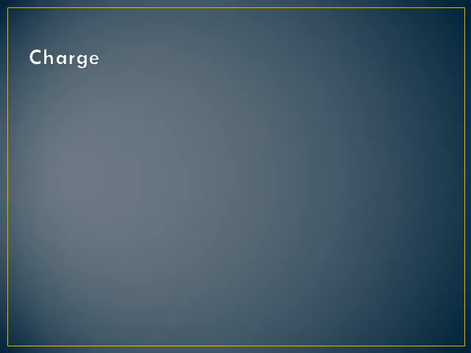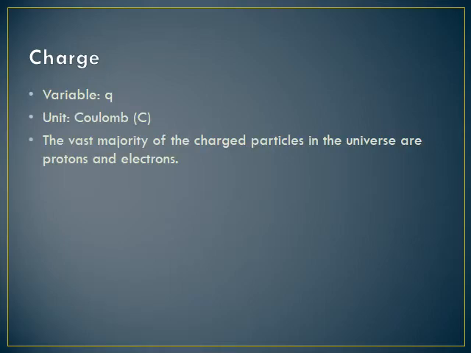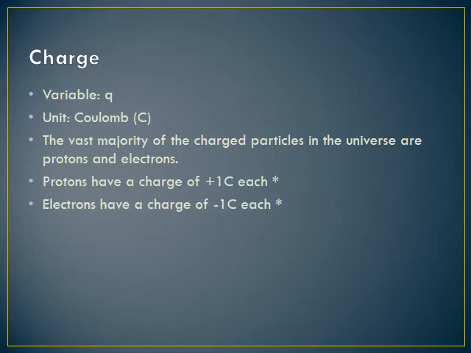So just a quick reminder from the last video, charge is a new variable for us. We use a Q to represent it. The units of charge are the coulomb. And the vast majority of charged particles in the universe are protons and electrons. Those are the two we're most concerned with. Protons have a charge of positive 1 coulomb apiece, and electrons have a charge of negative 1 coulomb apiece.